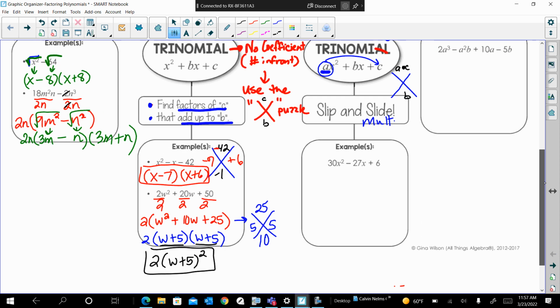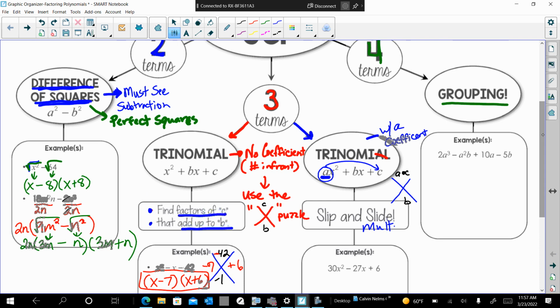Now, if there is a coefficient, so this next one over here to the right is with the coefficient. That's why I circled the A, because now we have a number in front of the x squared. So this is when you slip and slide, or slide and multiply, or slip and multiply. So you take the front number and slide it to the back and multiply. So I changed the X puzzle here. I said the top is going to be A times C, and the bottom is going to be the B. So I just add a note to the flow chart for your setup.